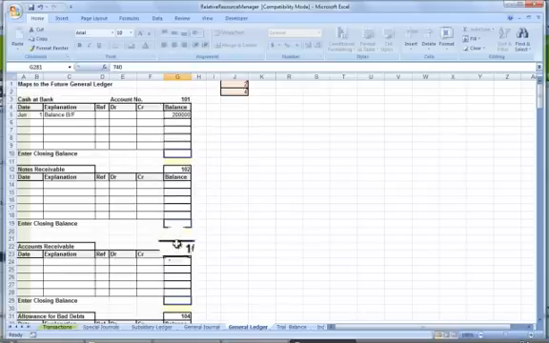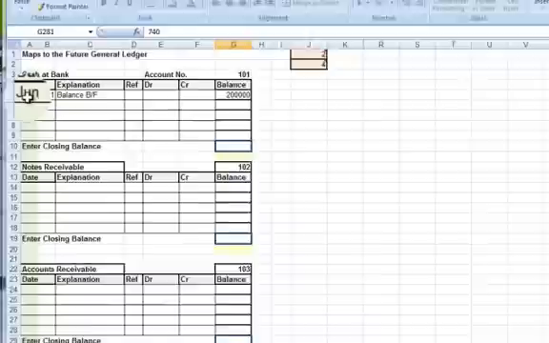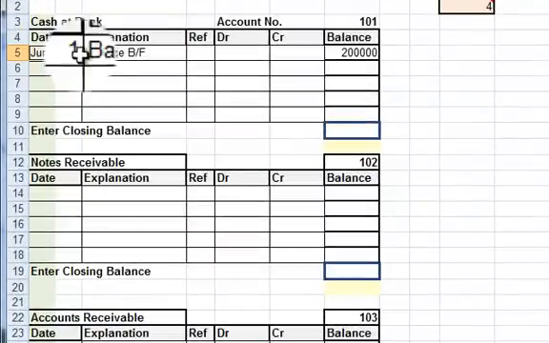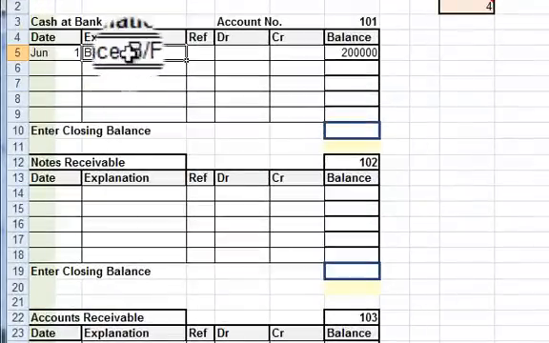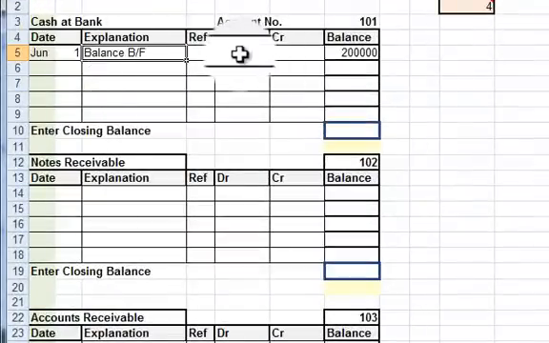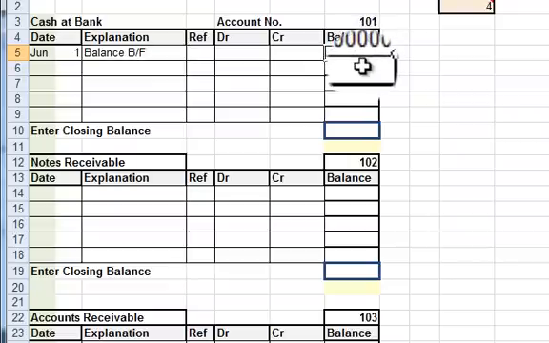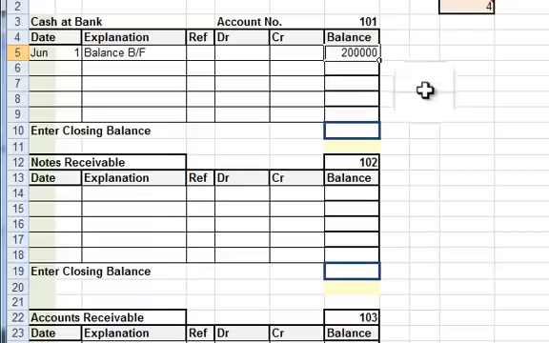Entering the names and the account numbers in it. Now this step is to enter the opening balance. So again, the first one is done for you. June 1st, balance brought forward is the explanation. No debit, no credit. The balance is $20,000 debit. And where do you find that from? If you go to your opening trial balance, it's got cash at bank, account number 101, debit 20,000.